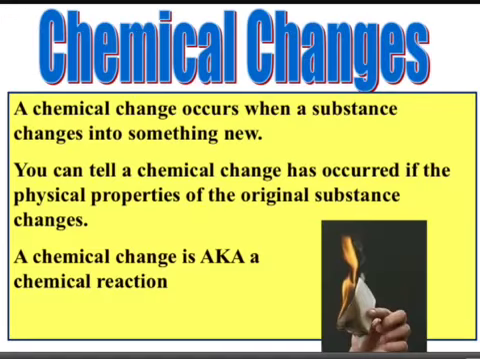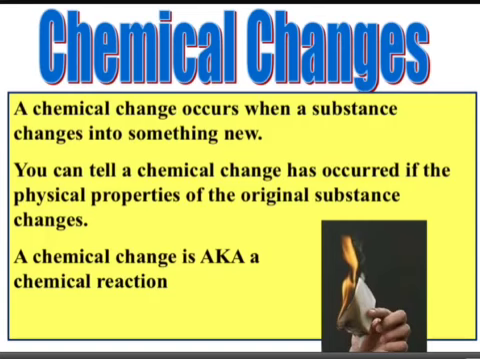Now, the other type of change that matter can undergo is called a chemical change. A chemical change is different because it happens when a substance ends up changing into something else. There's such a dramatic change. It's matter becoming a new kind of matter. So when you have a chemical change, what you end up with is something totally different than what you started with. And usually it's very difficult to reverse it. It might be impossible to reverse it. You can tell a chemical change has happened if the physical properties of the substance have changed.